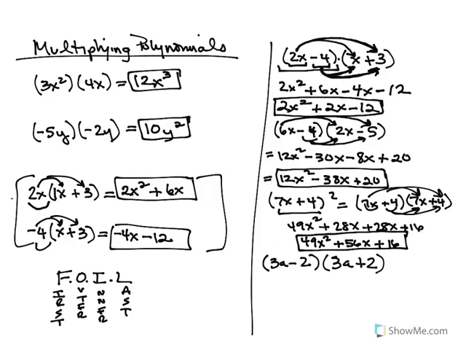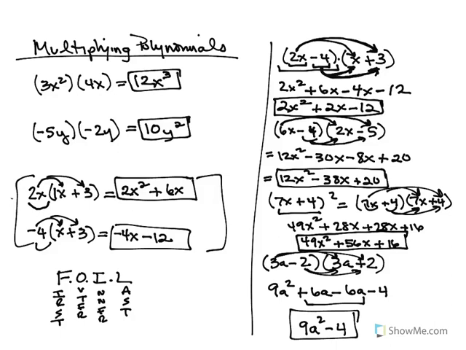3a minus 2 times 3a plus 2. Pause that and see if you can work that on your own. All right, so when we distribute, we should have 9a squared plus 6a minus 6a minus 4. And when we combine like terms, the plus 6a and minus 6a cancel each other out. So 9a squared minus 4 should be your final answer. And that's how we multiply polynomials.